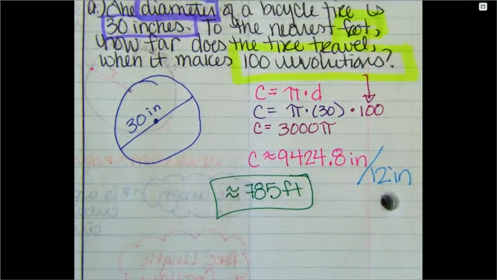Question? Do you know why you didn't put a decimal? Because it's nearest foot. You can say nearest tenth. It's nearest foot. Make sense? Okay.